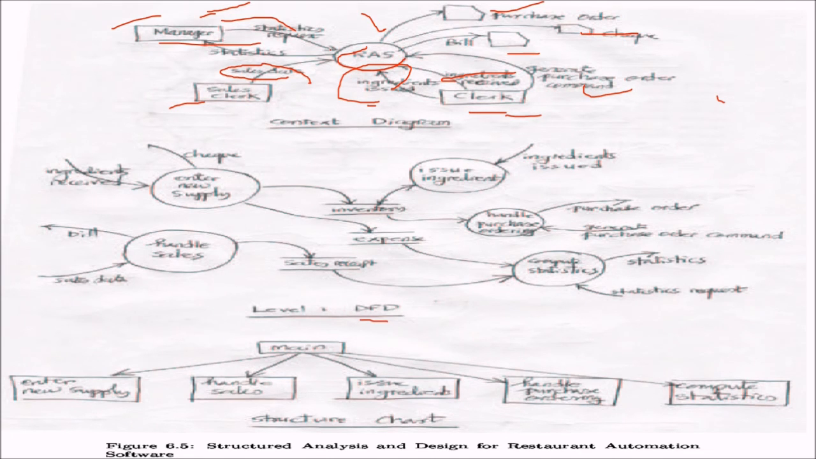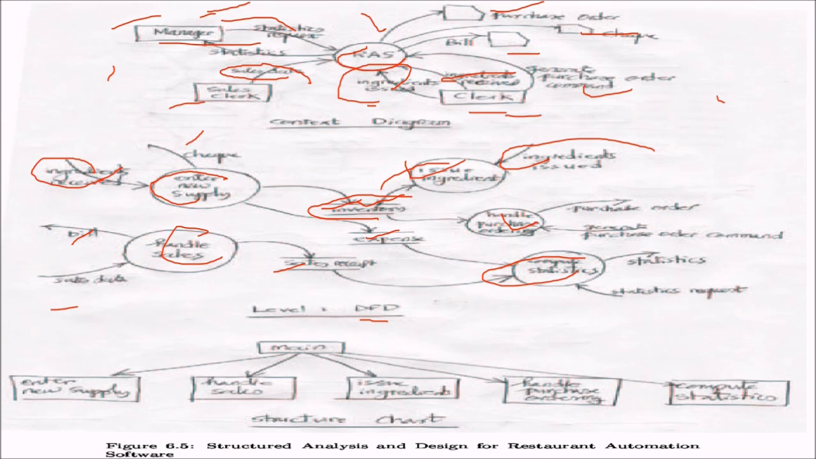Level 1 DFD, we have various options here. This expense, sales, and investments, or ingredients you can say. Then these issued ingredients can be here, that is, ingredients are issued. We can have purchasing here, handling purchasing order, computing statistics, and here we can handle issues like balance sheets, this data. We can have enter new supplies. We can have check in. We can say that ingredients are received. In the main, we can have enter new supply, handle the sales, issue ingredients, handle purchase, and compute the statistics.